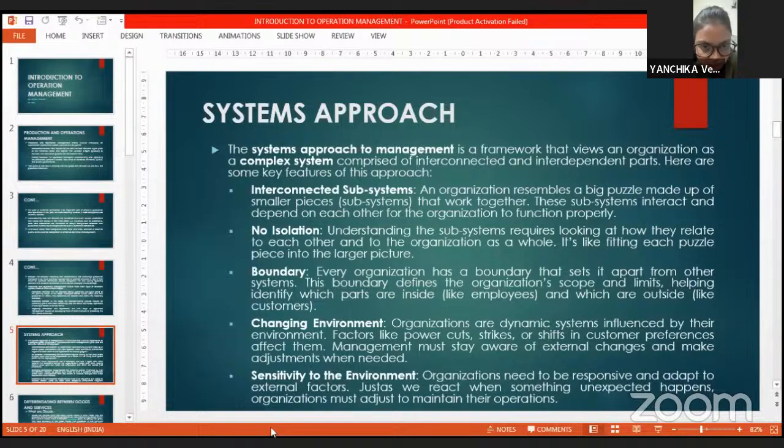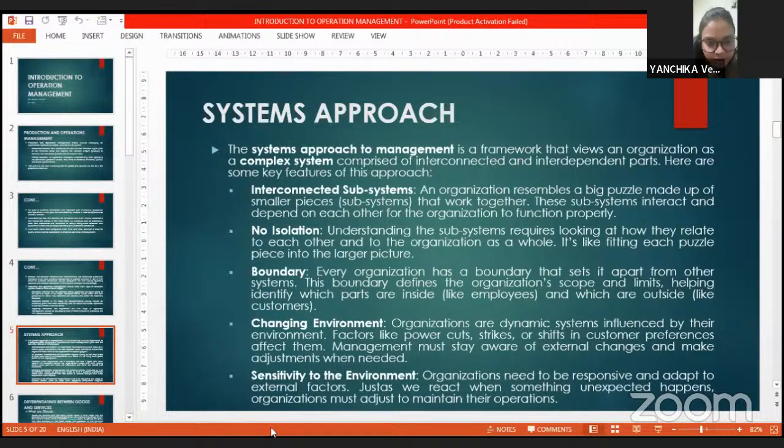Boundary. Every organization has a boundary that sets it apart from other systems. This boundary defines the organization's scope and limits, helping identify which parts are inside, like employees, and which are outside, like customers. Changing environment. Organizations are dynamic systems influenced by their environment. Factors like power cuts, strikes, or shifts in customer preference affect them. Management must stay aware of external changes and make adjustments when needed.